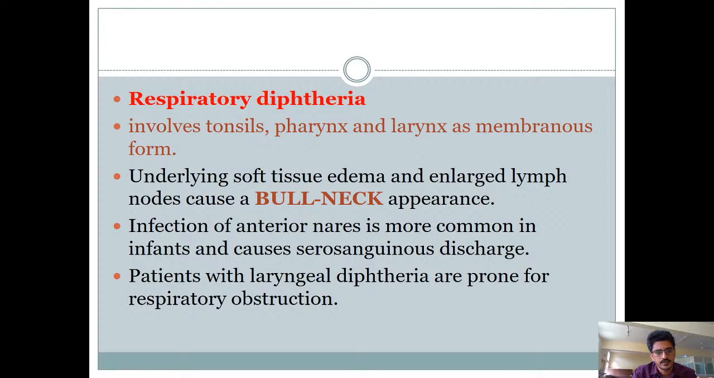So if it involves tonsils and pharynx, later on it can involve the larynx. Sometimes it can involve the larynx directly. Because of the involvement of tonsils, pharynx, and the larynx, there is soft tissue edema, and the lymph nodes are enlarged. So it gives a bull neck appearance.